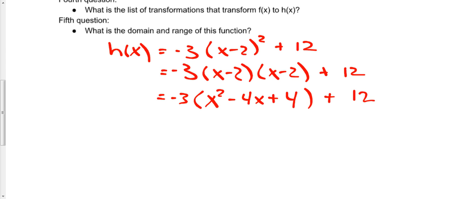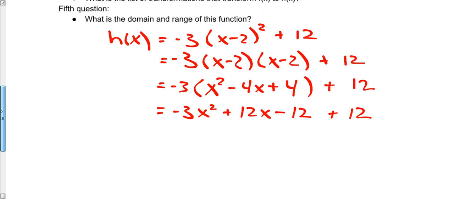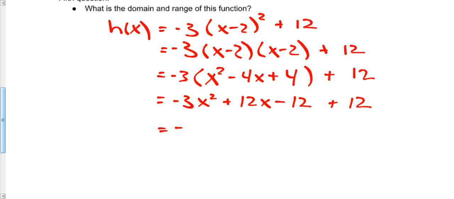Now I distribute the negative 3, right? So it equals negative 3x squared plus 12x minus 12 plus 12. Negative 3x squared plus 12x. Now, riddle me this, Batman. Plus 0, but I don't have to write that because I'm not a member of the Department of Redundancy Department.